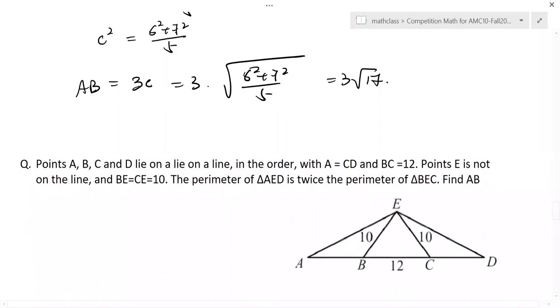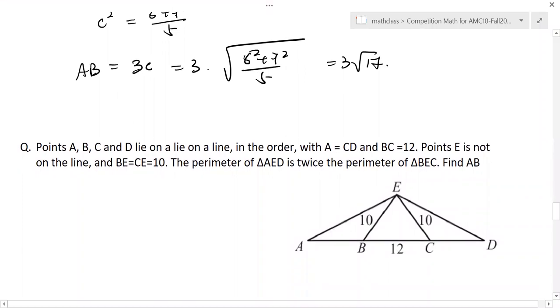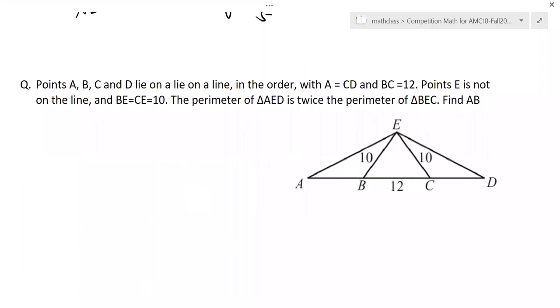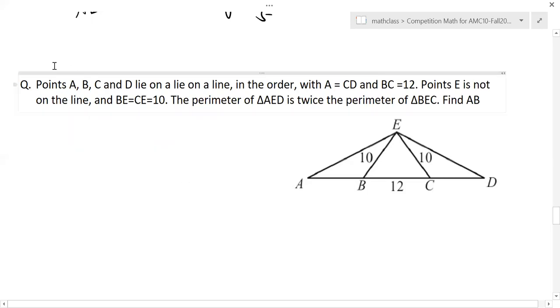Let's move on to the next problem. Okay, so you have a triangle. Let's see what we are given. Where's the problem? Here. I think I'm missing AB. Okay, AB equals CD.